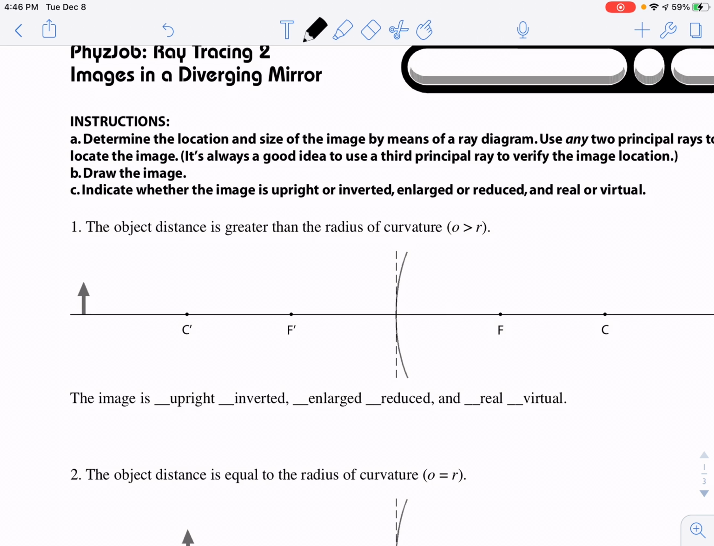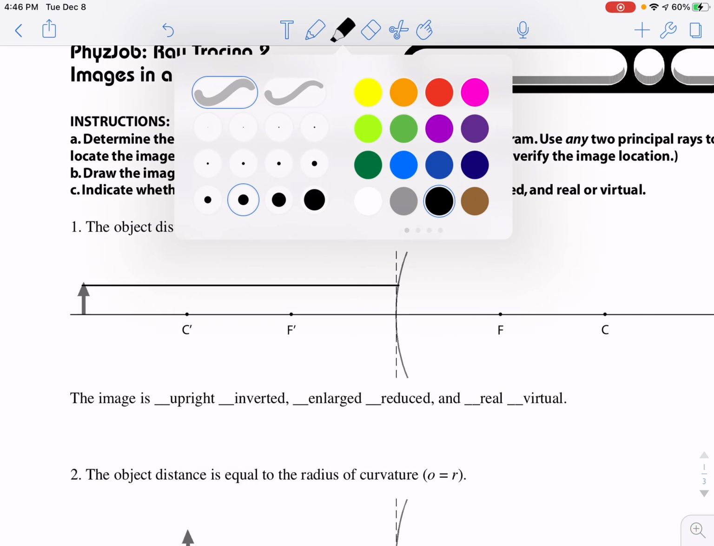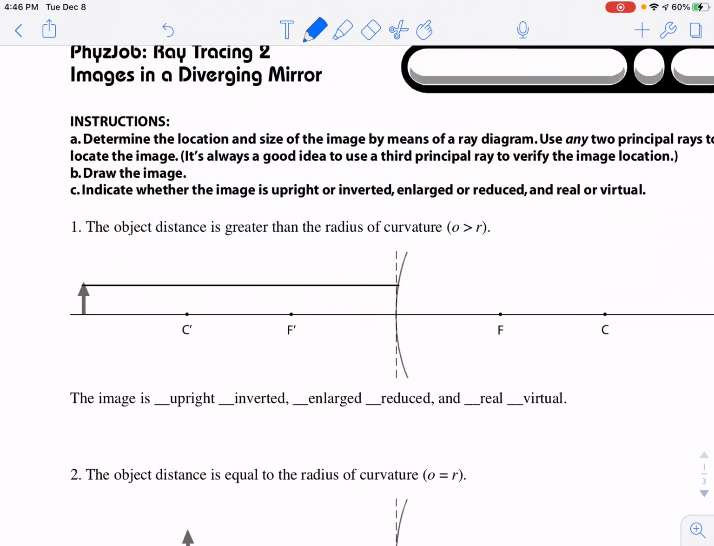The rules are the same. The first ray is going to go parallel to the principal axis. Remember, I'm using my incident ray as black, my reflected ray as blue, and my back ray as gray. Make sure you draw a back ray for every reflected ray. The first ray goes parallel to this thing called the principal axis, which bisects your mirror, and it's going to reflect upwards.